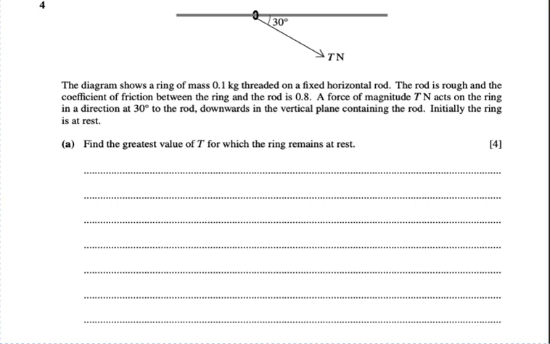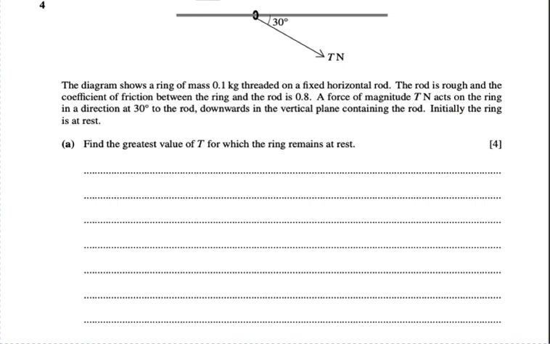Alright, let's go. The diagram shows a ring of mass 0.1 kilogram threaded to a fixed horizontal rod. The rod is rough, and the coefficient of friction between the ring and the rod is 0.8. A force of magnitude T newtons acts on the ring in a direction of 30 degrees to the rod, downwards, in the vertical plane that contains the rod. Initially the ring is at rest.